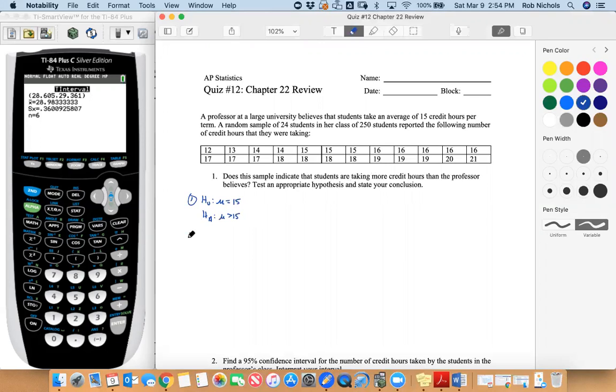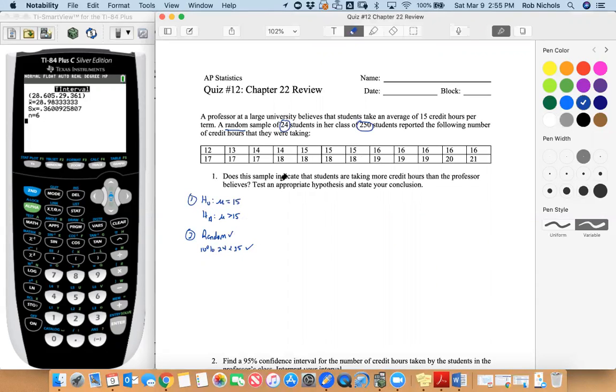All right, step two, we're going to go ahead and use our model. Do we have a random sample? Let's check here. A random sample, check. 10%: 24 out of 250, so 24 is less than 25. Check. All right, nearly normal.